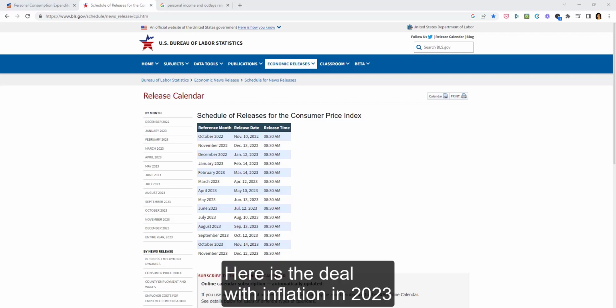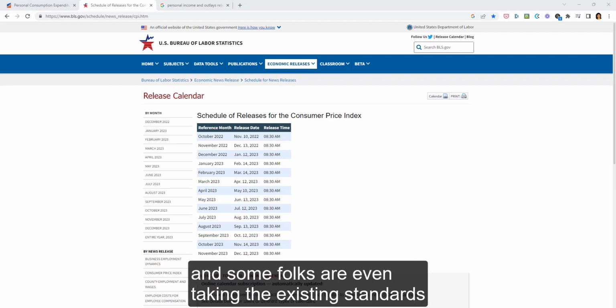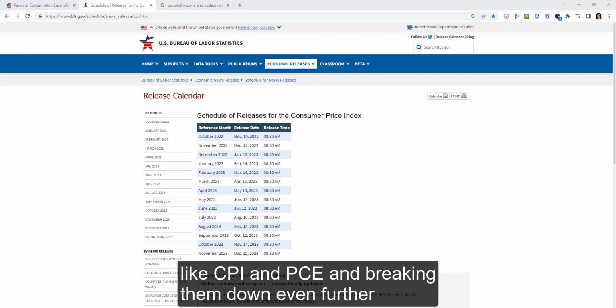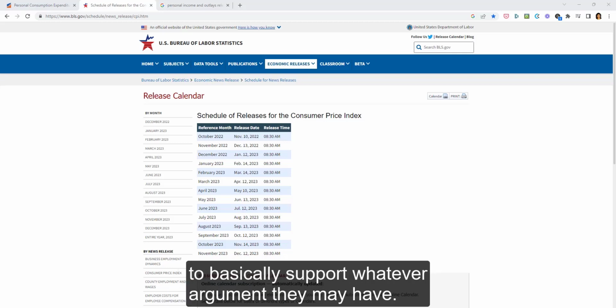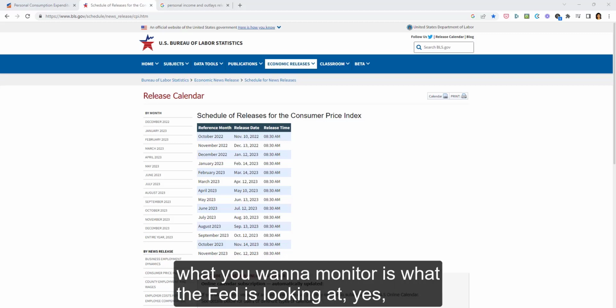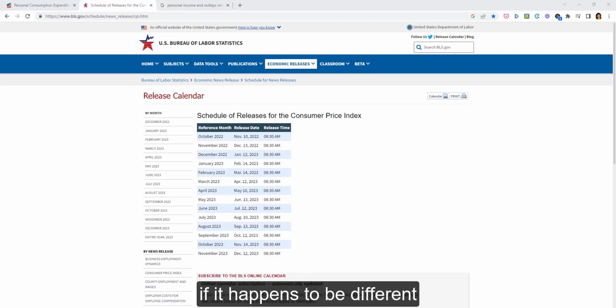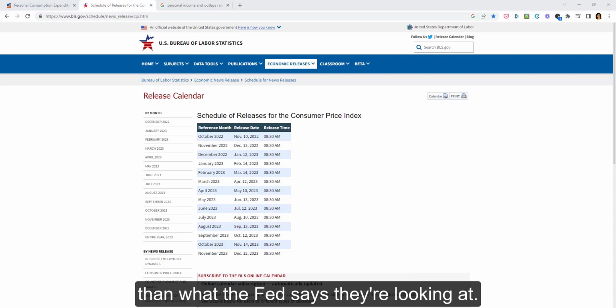Here is the deal with inflation in 2023 that you need to stay on top of, all right? There are multiple ways of measuring inflation, and some folks are even taking the existing standards like CPI and PCE and breaking them down even further to basically support whatever argument they may have. As an investor, what you want to monitor is what the Fed is looking at, yes, but also the market's reaction to inflation data if it happens to be different than what the Fed says they're looking at.